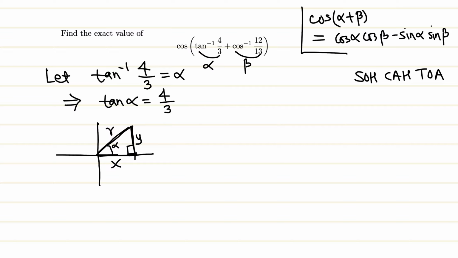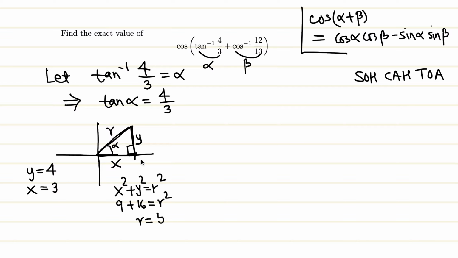So this is now y over x. So y is 4, x is 3. Okay, tangent is opposite over adjacent. Now we can find the value of r. x squared plus y squared equals r squared. So 3 squared plus 4 squared equals r squared. That's 25 equals r squared. So r is plus minus 5, but this radial distance is always positive 5. Now we can find any trig function of alpha.